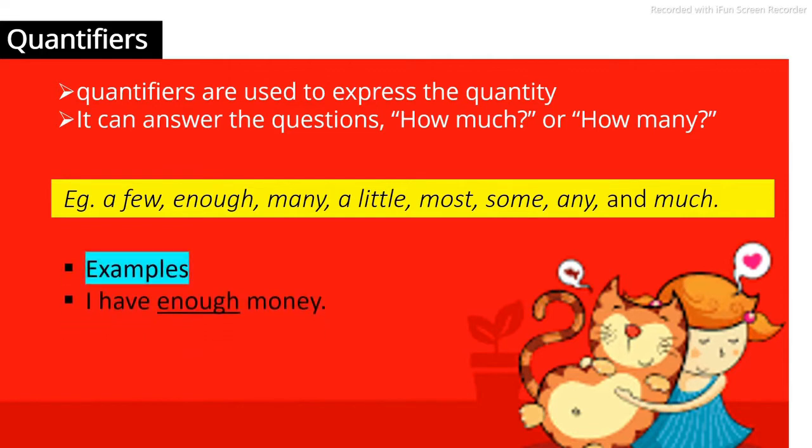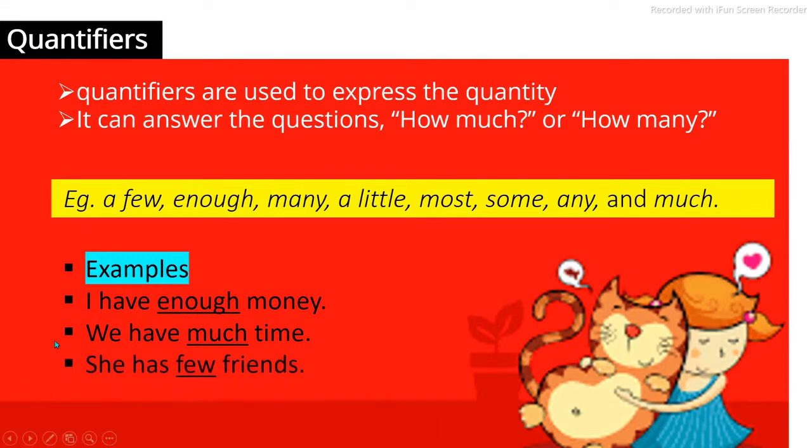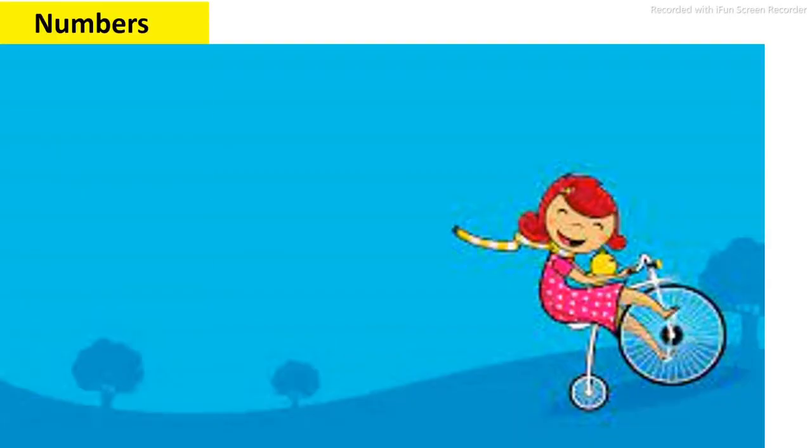For example, I have enough money. So money is the noun which has been modified by the quantifier enough. It shows the quantity. And then we have much time. So time, a noun, is modified with the quantifier much. If we say she has few friends, here few answers the question how many friends. So it shows the number, but it is not a specific number, and that's why we have included it under the quantifiers.